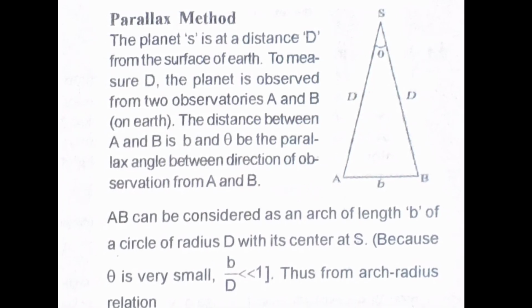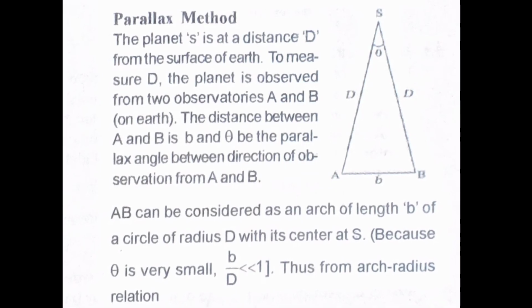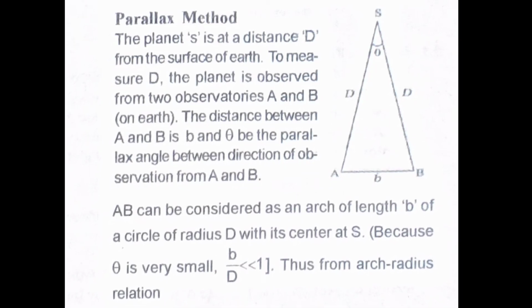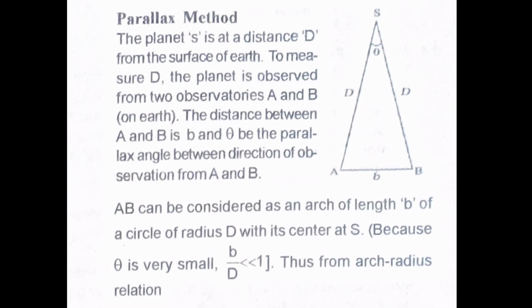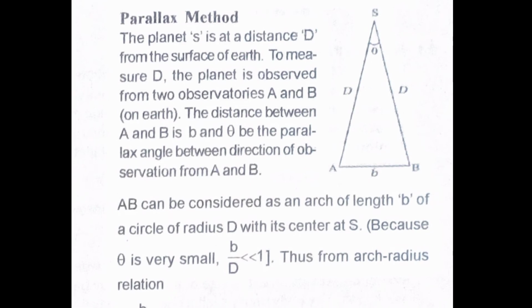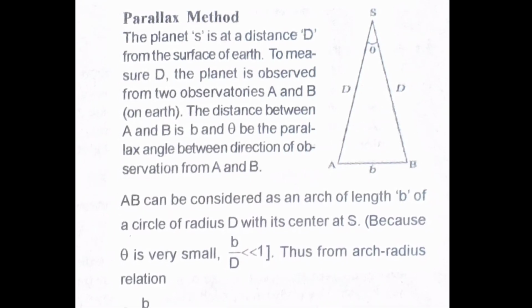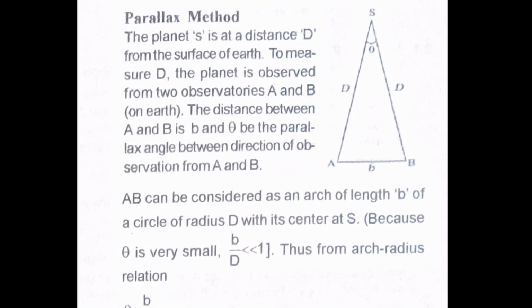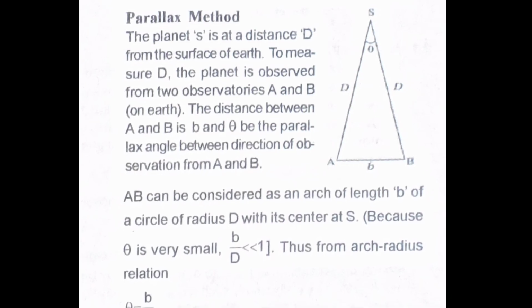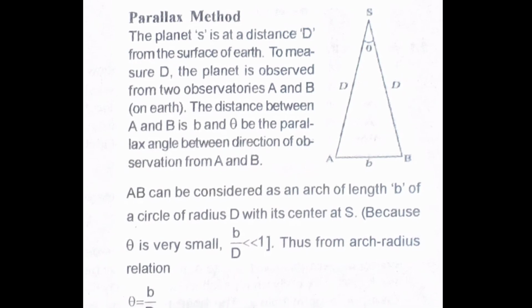We can see that d is very large compared to b, right? So we can take AB, that is b, as an arc of length b on a circle with its center at S. We can imagine a circle with the center at S and d as the radius.